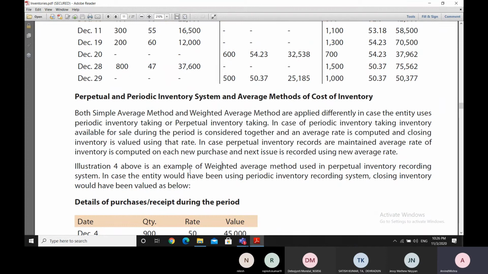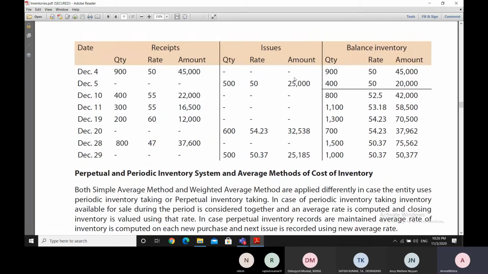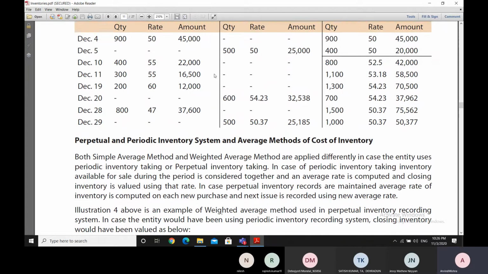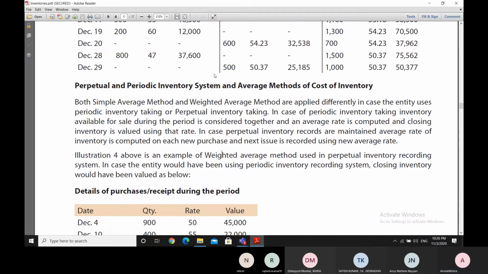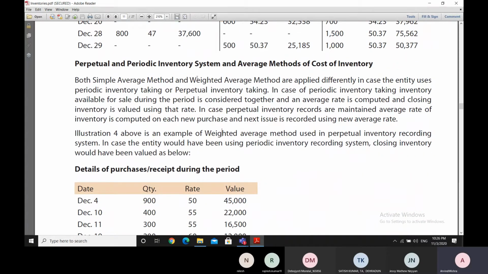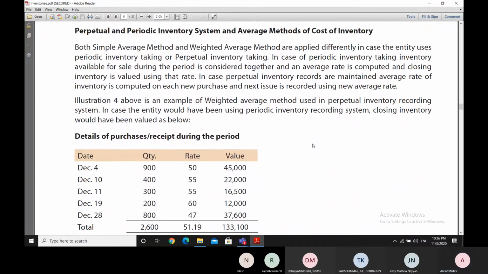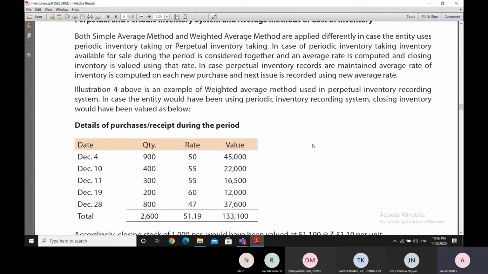Illustration 4 above is showing an example of the weighted average method used in the perpetual inventory recording system. What we saw just now is the perpetual inventory recording system, because with every transaction, the weighted average rate is taken. Now, in case the entity would have been using the periodic inventory recording system, the closing inventory would have been valued in a slightly different manner.